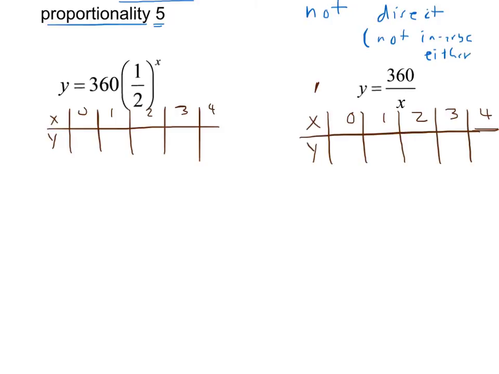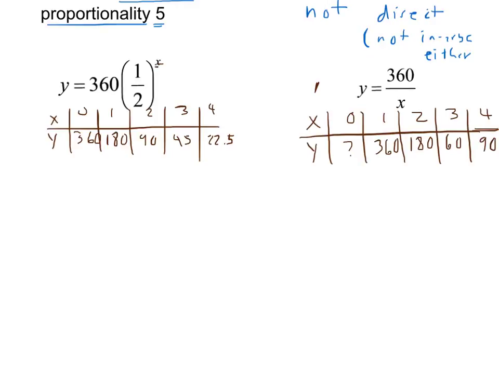Okay, so I got those through 4. 360, if that's a 0 up there, makes the whole thing 1, so it starts at 360. And then I take half of that, 180, half of that, 90. 45 and 22.5. And over here, this one is going to be undefined. And it'll start at 360. 360 over 2 is 180. 360 over 3 is 120. 360 over 4 is 90, that 90-degree angle.